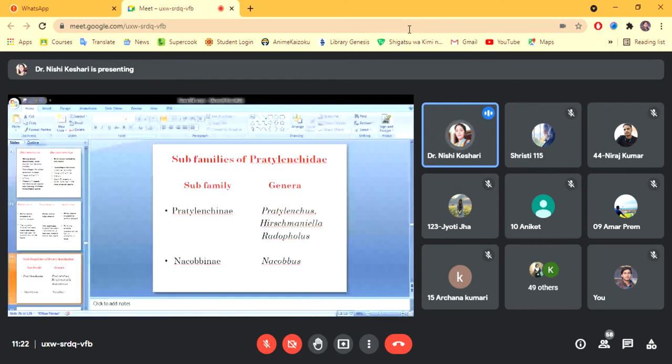Come to Dolichodoroidea. After Hoplolaimoidea, another superfamily is Dolichodoroidea. Dolichodoroidea nematodes are very large and thin nematodes, and they are ectoparasites. They have a long stylet to feed deeply in the roots. So they are ectoparasites of roots.